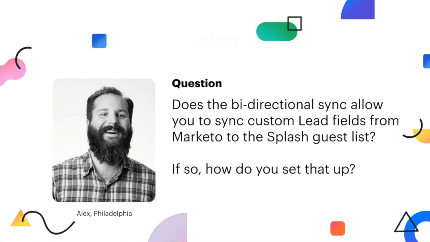So we made a point, it was part of the requirement from the get-go, that it wasn't just going to be first name, last name, and email that could come from Marketo. Any field that you map from Marketo to Splash will also come over, whether that be fields that are on the form, or even if it's a hidden field.